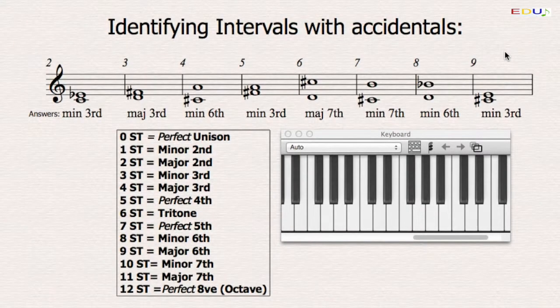So to summarize, if you're dealing with intervals that use accidentals, ignore the accidental first. Work out the interval then, and afterwards check if the interval gets smaller or bigger. If major gets smaller, it becomes minor. If minor gets bigger, it becomes major. And that's it for now.